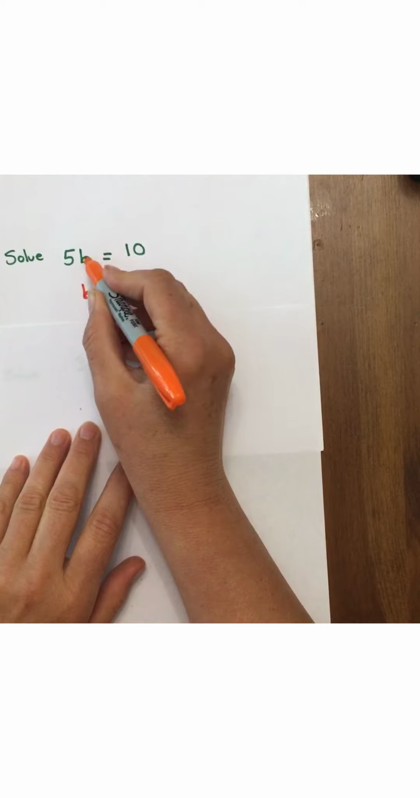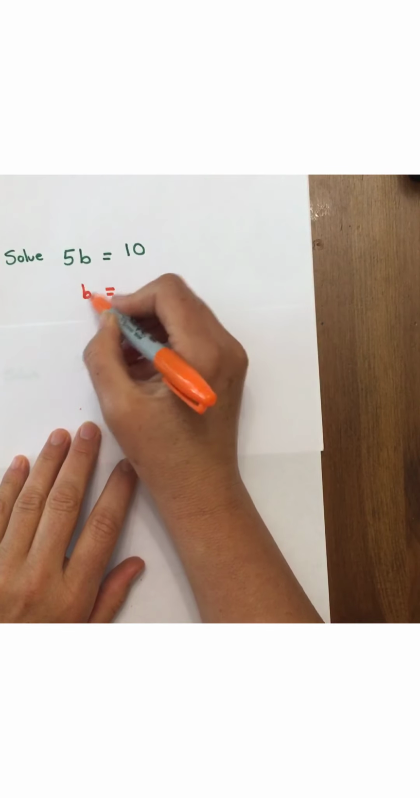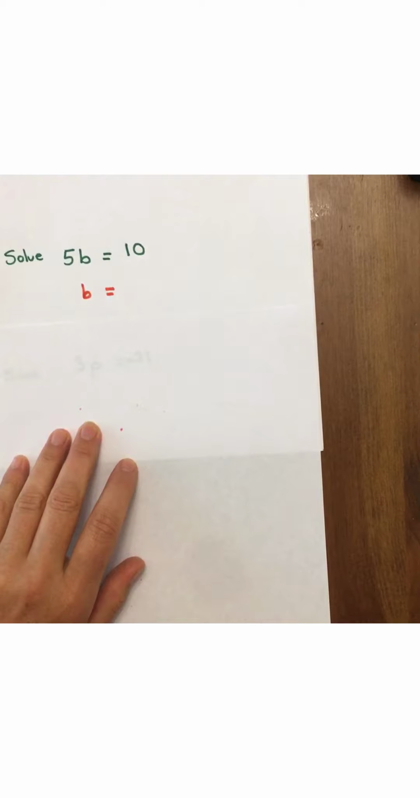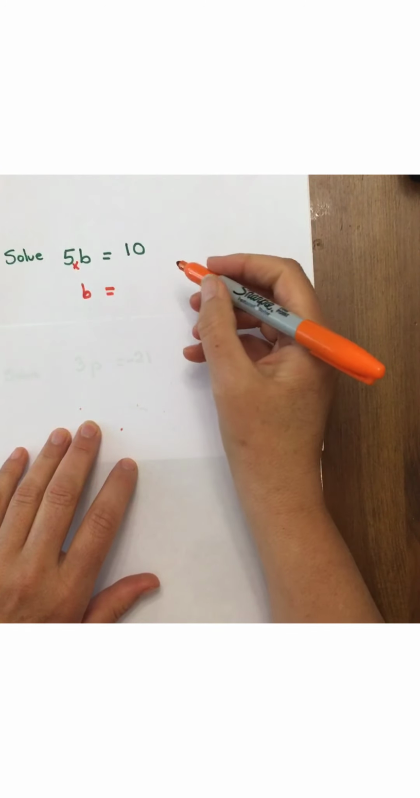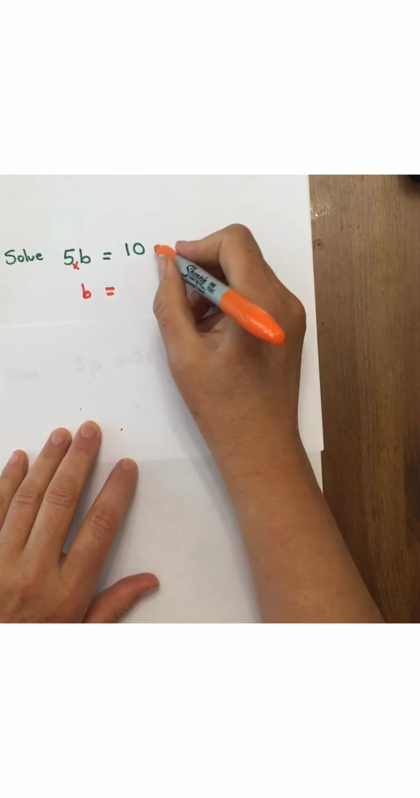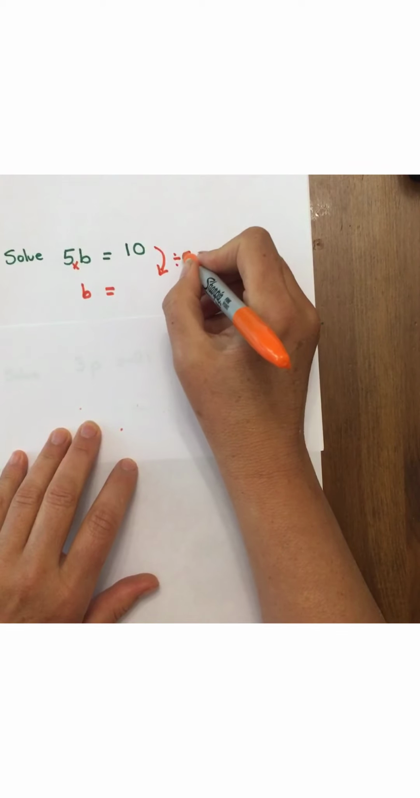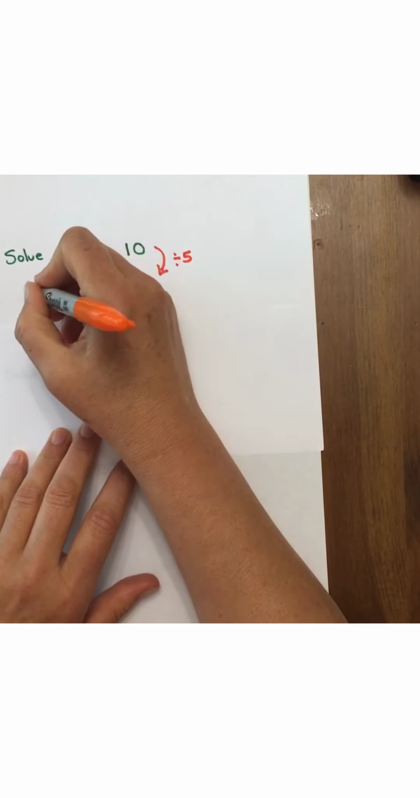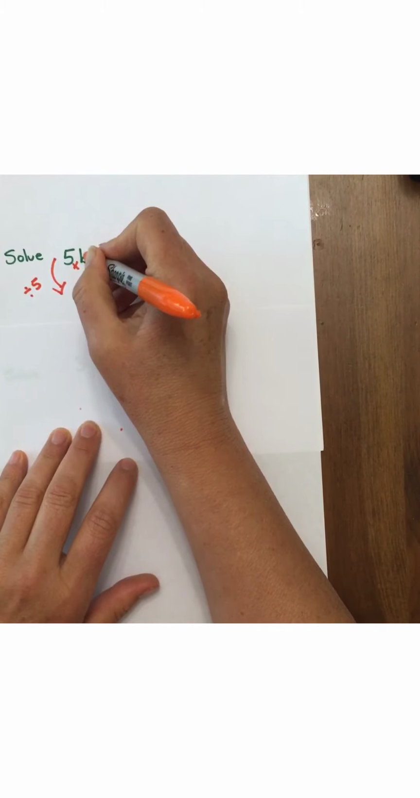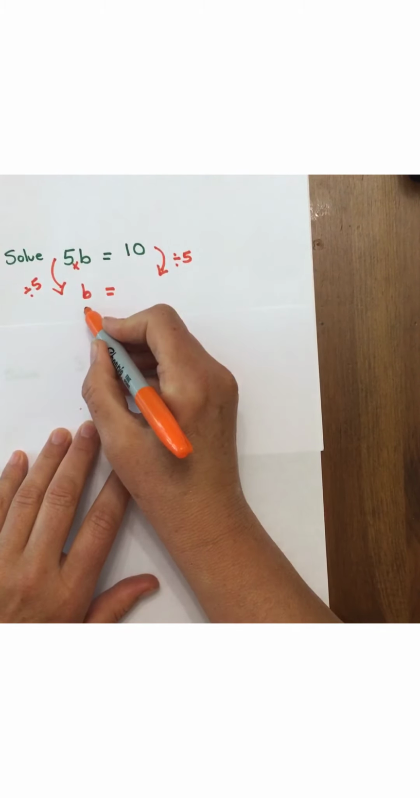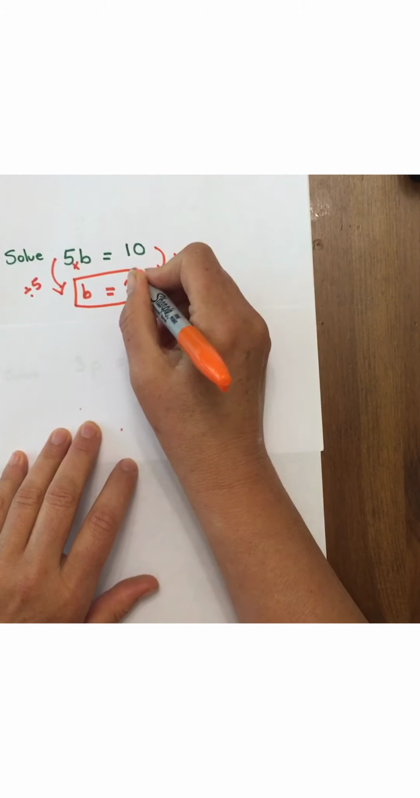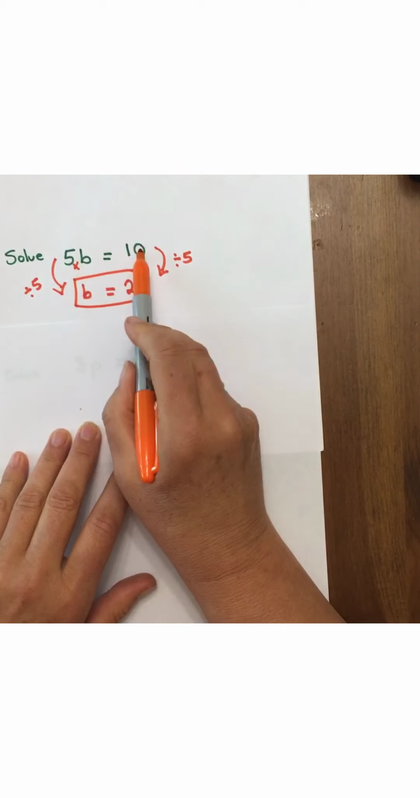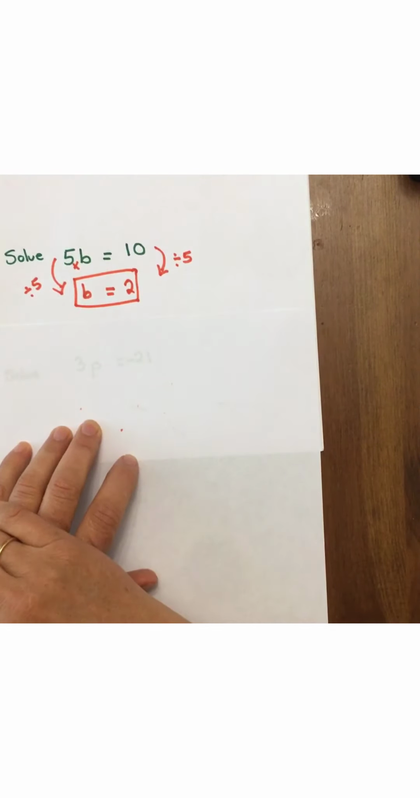So 5 times a number is 10. What is this number? Well, I need to do the opposite of timesing by 5. Remember, this means 5 times b. The opposite of timesing by 5 is to divide by 5. So I divide both sides of my equation by 5. 5b divided by 5 is 1b. 10 divided by 5 is 2. And you probably work that out straight away, that 5 times 2 is 10. We can just check that in our heads.